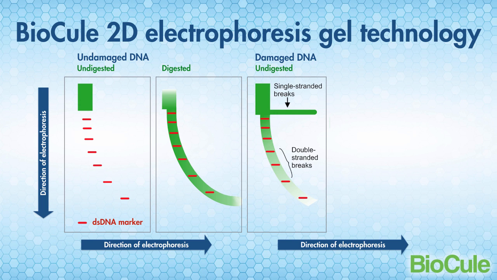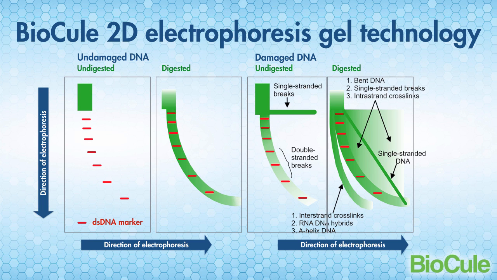Now let's take a look at a damaged sample. Looking at an undigested sample, we can see 2 types of damage. DNA that is fragmented with double-stranded breaks migrates along the path of the DNA ladder, looking a bit like intact DNA that has been artificially digested. We can also see DNA with single-stranded breaks as a horizontal line.